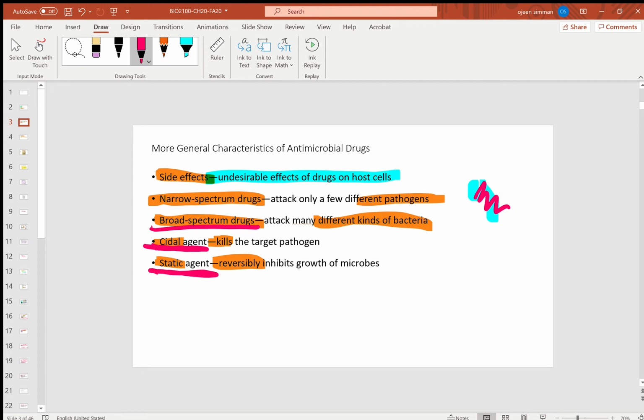Before I go further, the only thing I'm going to be interested in teaching you, because these are the most commonly used, are antibiotics that are used to treat bacterial infections. You are not required to know antifungals, nor are you required to know antiviral medications. Okay?